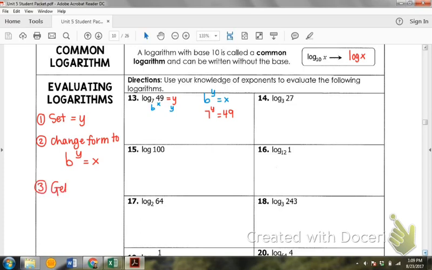Okay, so step 3 is to get like bases, just like we did all day yesterday. So can I make 49 become a base of 7? I can, right? It's what? 7 squared. So I have 7 to the y equals 7 squared. And now what are you allowed to do? Cancel your bases, right?